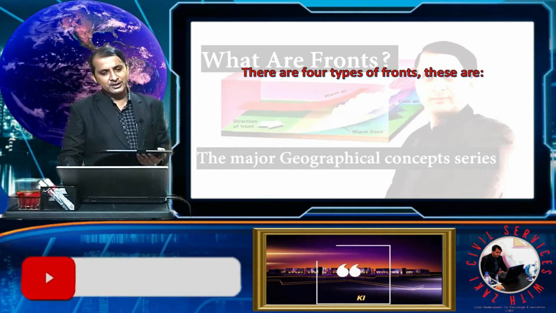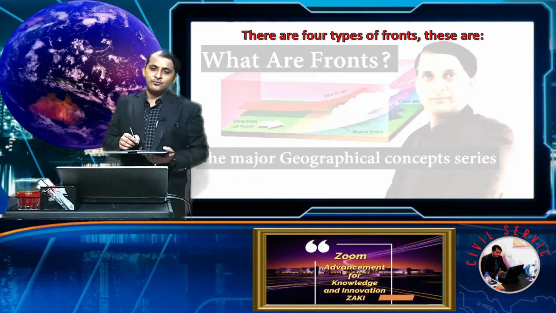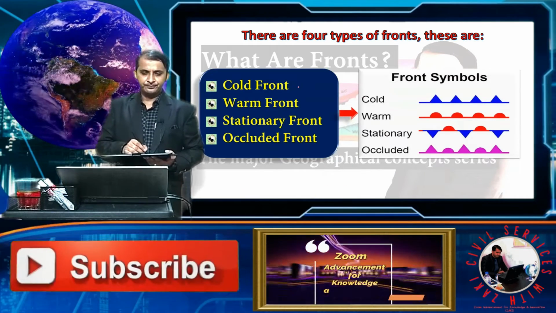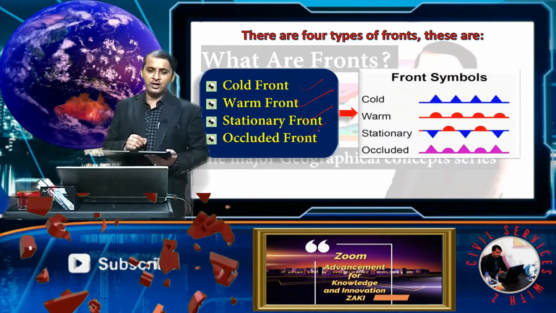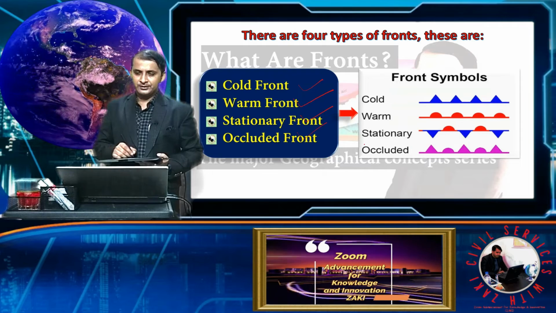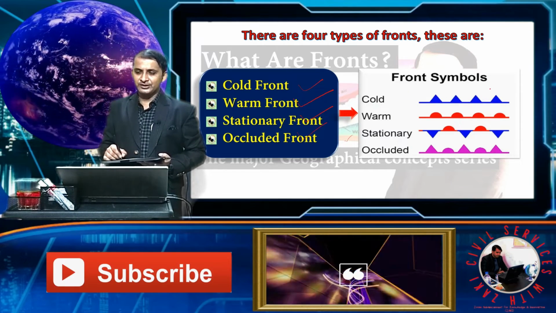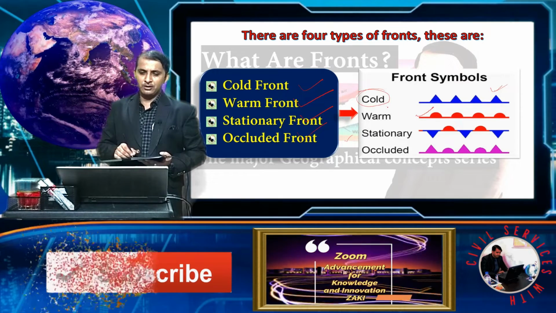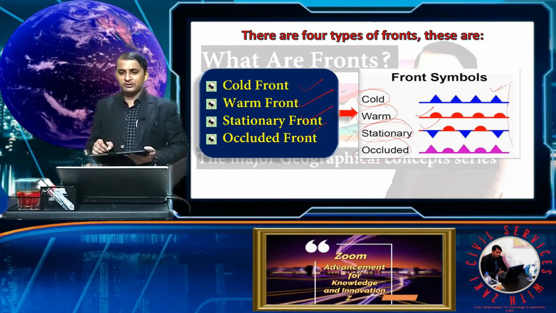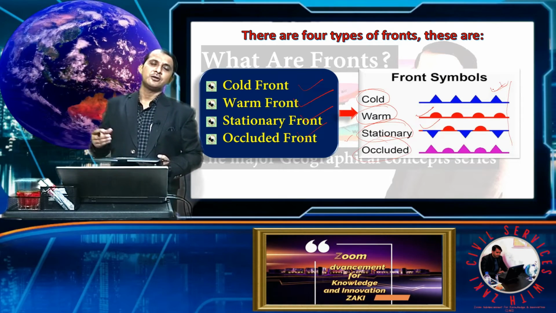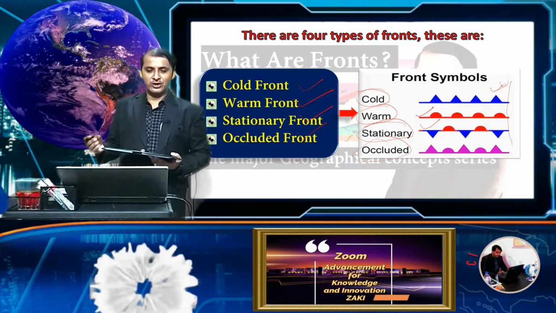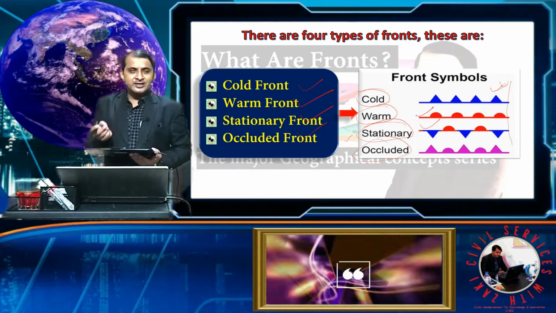Now we move forward and see the types of fronts. Basically there are four types of fronts, and these are cold front, warm front, stationary front, and occluded front. Often you see in your weather news such types of symbols. This symbol means cold front, this symbol warm front, this symbol stationary front, and this symbol is occluded front. These symbols are used in weather mapping and weather forecasts in your news bulletin. We will see all these fronts one by one.